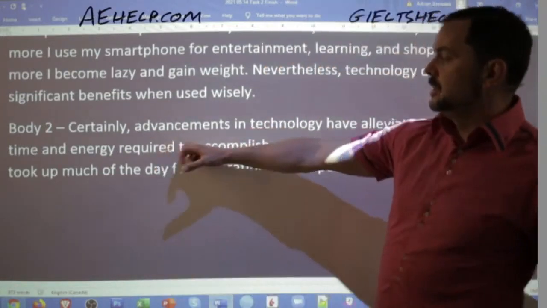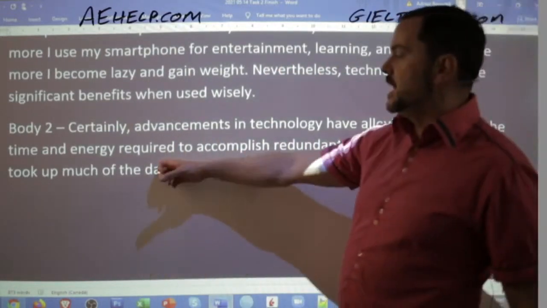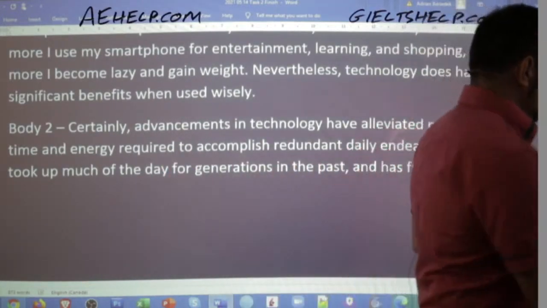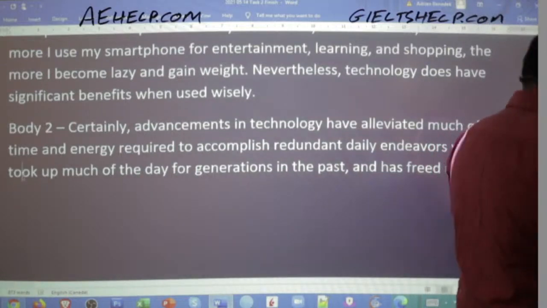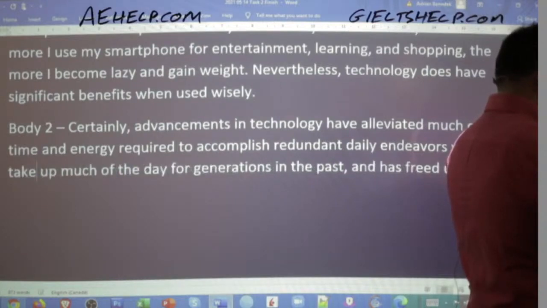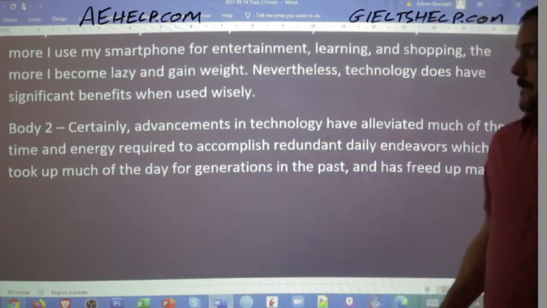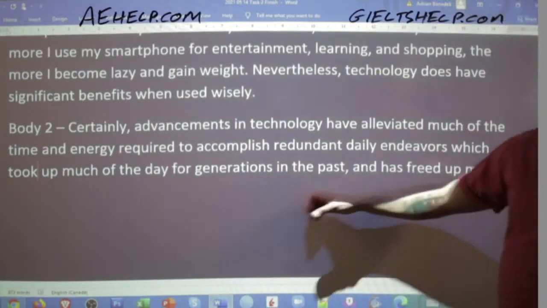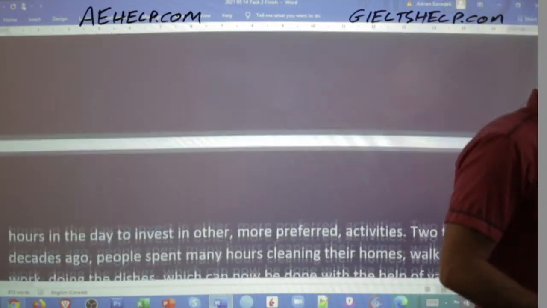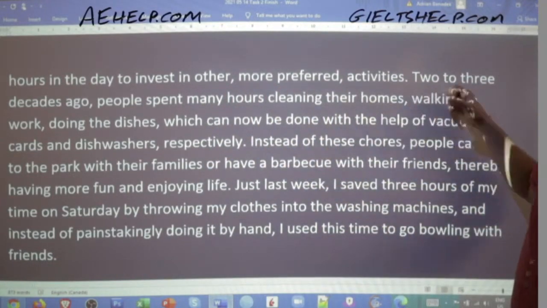So here we go. Certainly, advancements in technology have alleviated much of the time and energy required to accomplish redundant daily endeavors, which take up, because I'm writing in the present general sense, or sorry, took up because it's the past here. So, which took up much of the day for generations in the past. It's took up because it's in the past generations, and has freed up many hours in the day to invest in other more preferred activities.